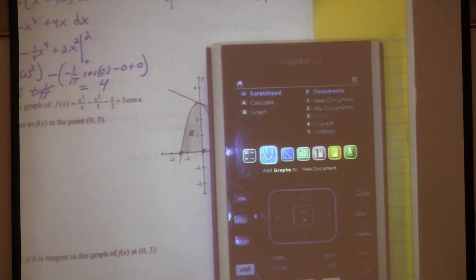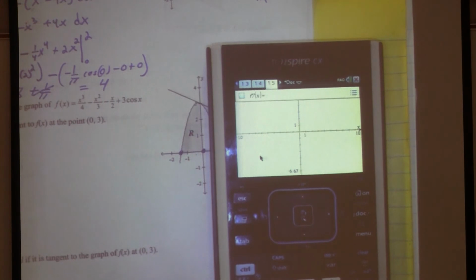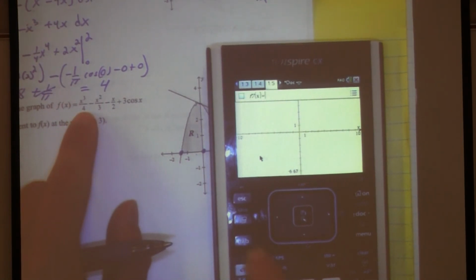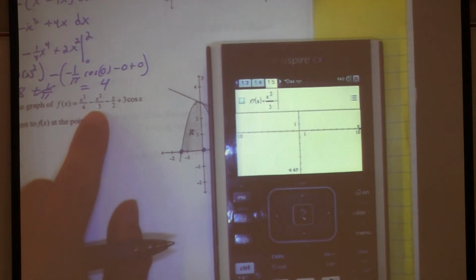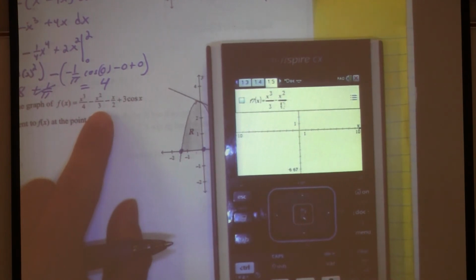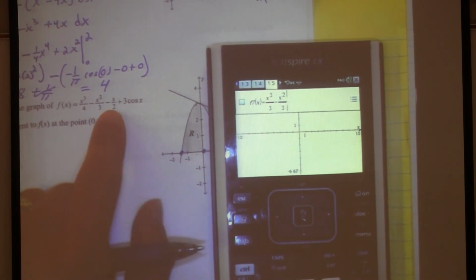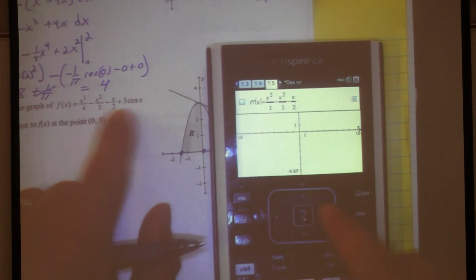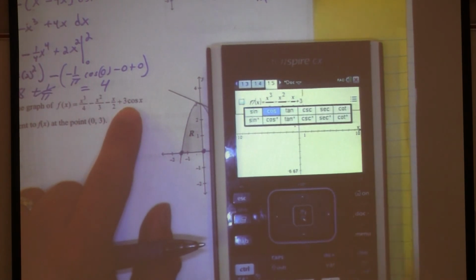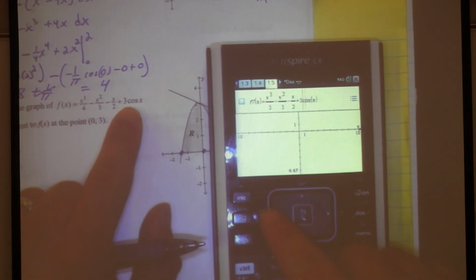Plug it in, right? Okay, so go to a graph page. That's one of the things you need to be able to do on the AP test. Okay? So we're going to type in this equation, right? X to the third over 3 minus x squared over 3. Oh, just kidding, I'll fix it. Minus x over 2 plus 3 cosine of x. Let me change that one to a 4 because I missed it. Cool?